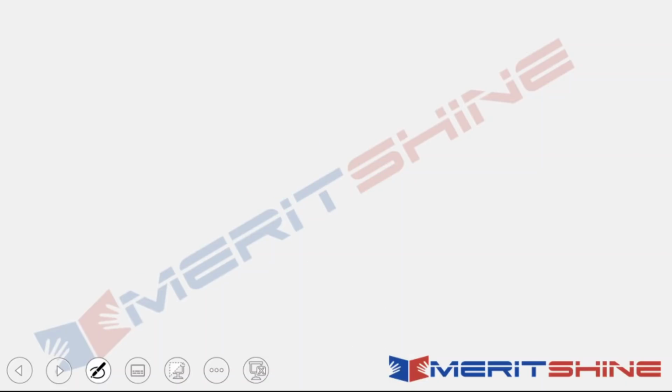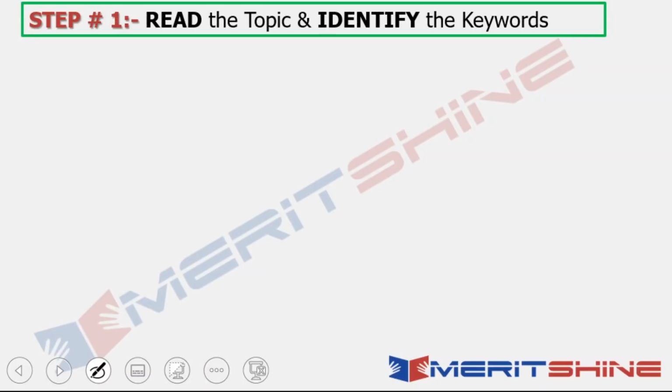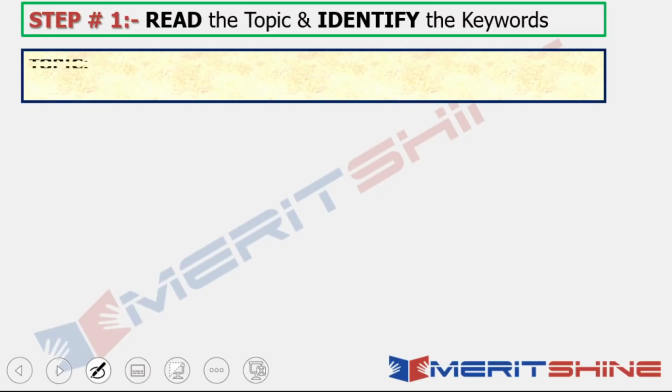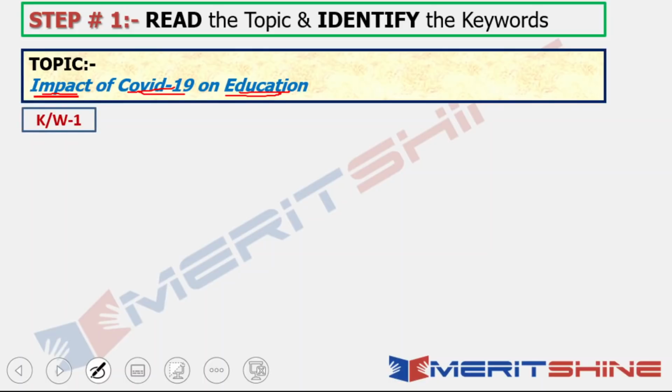Now let's dive into today's topic, and in that the step 1. Read the topic and identify the keywords. So what's the topic? Let's see. Okay, the topic is impact of COVID-19 on education. So it's a generic topic. First keyword here is impact, right? Second keyword here is COVID-19, and the third keyword is education.